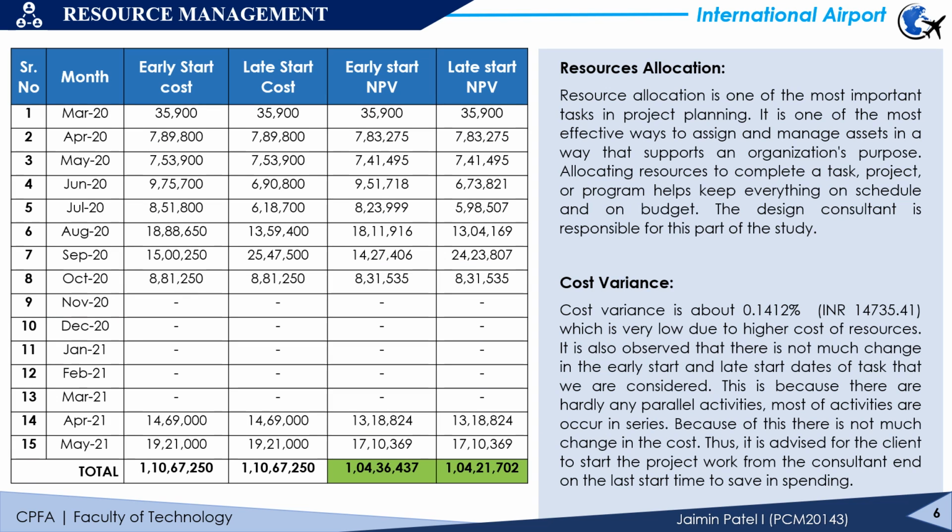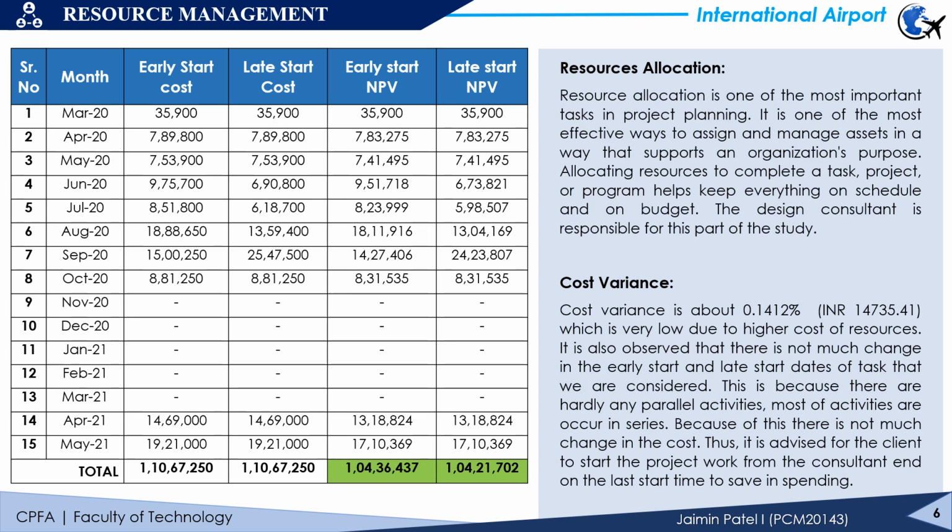Next is the resource management. In this, we have done the resource allocation and comparison of the early start and late start cost for the design part of our project in MSP. So we have taken the design tasks and their durations. Next, we have categorized all the resources among the different consultants, which are the architect consultant, MEPF, structural consultant, then interior consultant, then facade consultant, and airport system consultant in the design part of our project, and the early start dates and the late start dates of our design tasks.